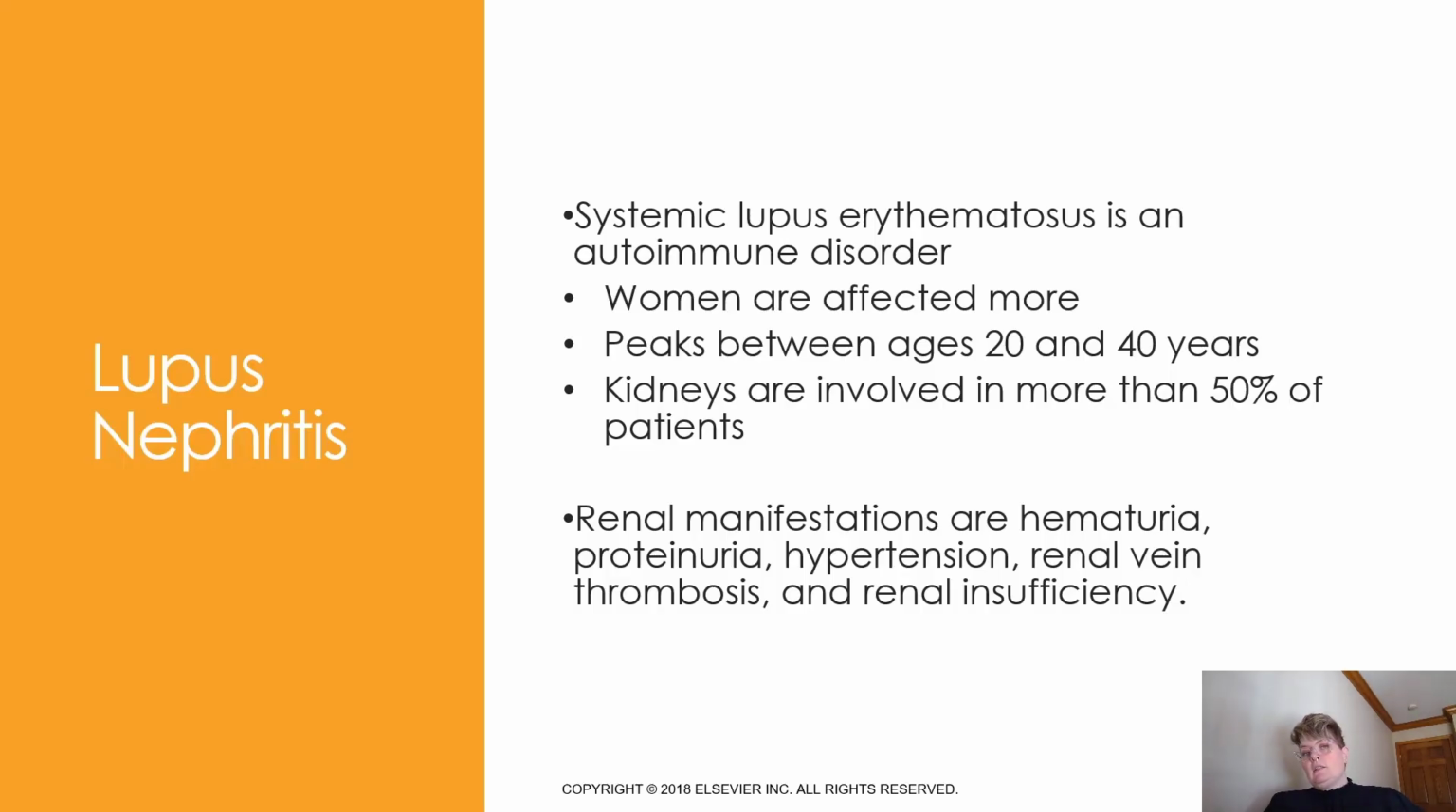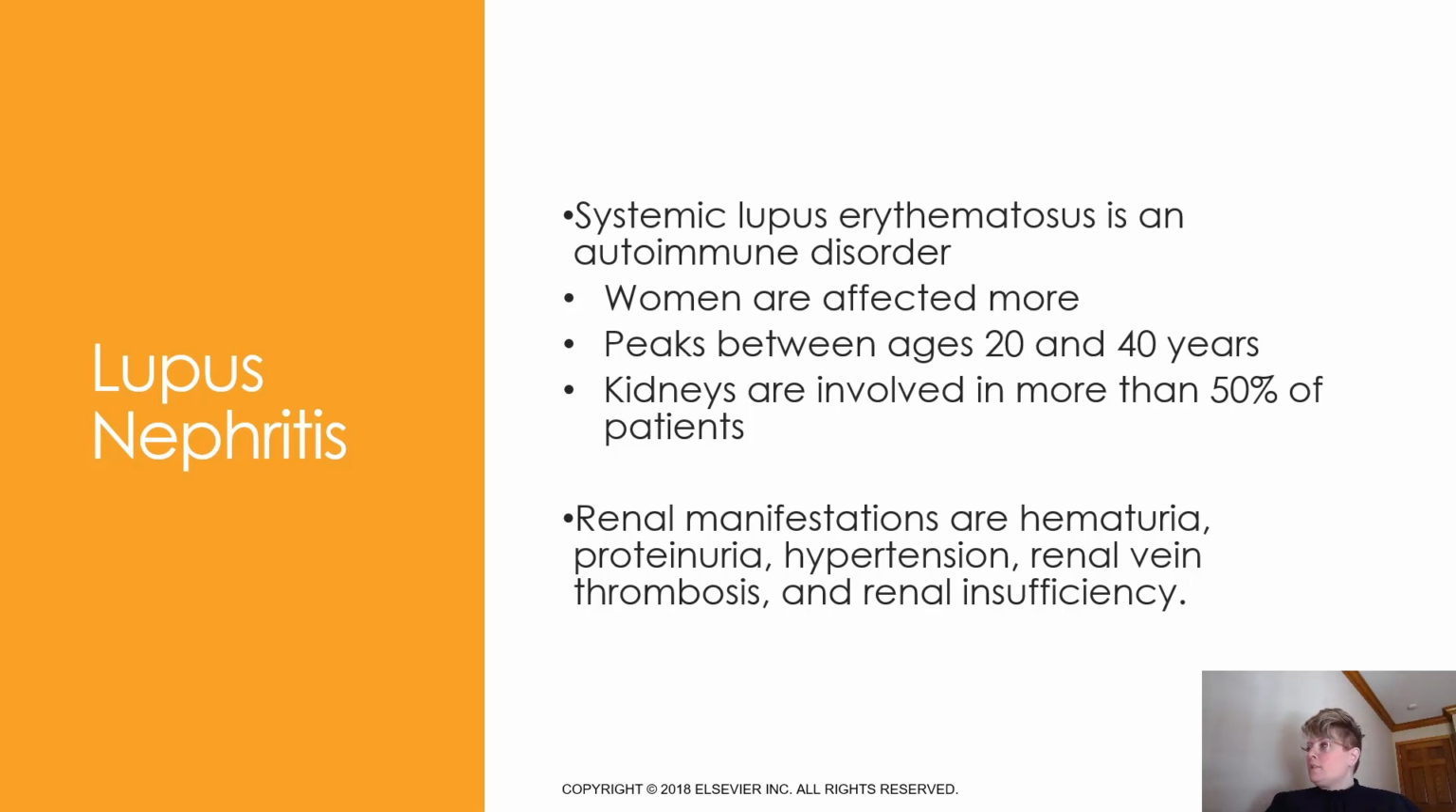Lupus nephritis. Lupus is a systemic disease. Nephritis, again, inflammation of the kidney. So lupus is a systemic disease that's an autoimmune disease, and it causes issues with the red blood cells in the body. And the red blood cells have a lot to do with the kidneys. They need to get filtered through there.